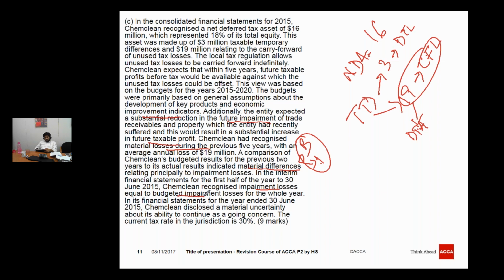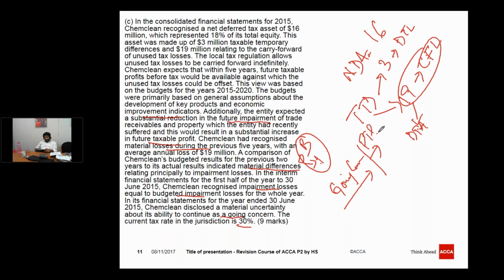So the company has recognized the full amount of the impairment loss in the first half year. So the actual amount of the impairment loss will be substantially different from what the company is expecting. In its financial statement for the year ended 30th June, the ChemClean disclosed a material uncertainty about its ability to continue as a going concern. The current tax rate in the jurisdiction is 30%. So these are some points that you are not even able to continue as a going concern. So how can you say that you will be converted into future taxable profits?